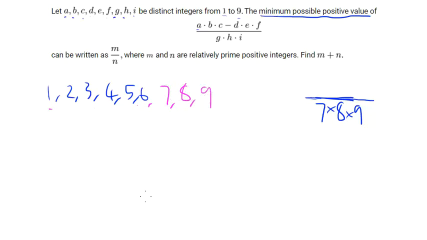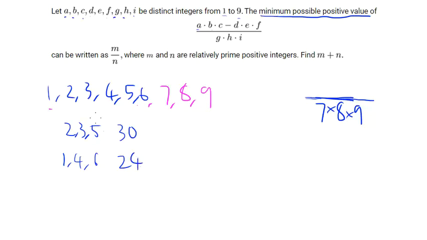Then we try to make the numerator as small as possible. So 1, 2, 3, 4, 5, 6. How about 2, 3, 6 and 1, 4, 5? Or maybe 2, 3, 5 and 1, 4, 6. That'll give us 30 and 24. 30 minus 24, that's 6.